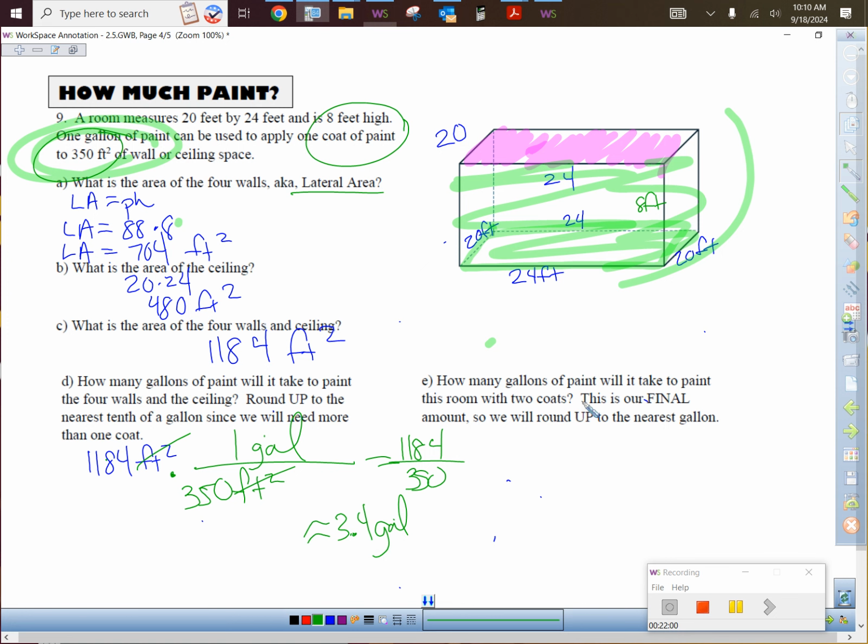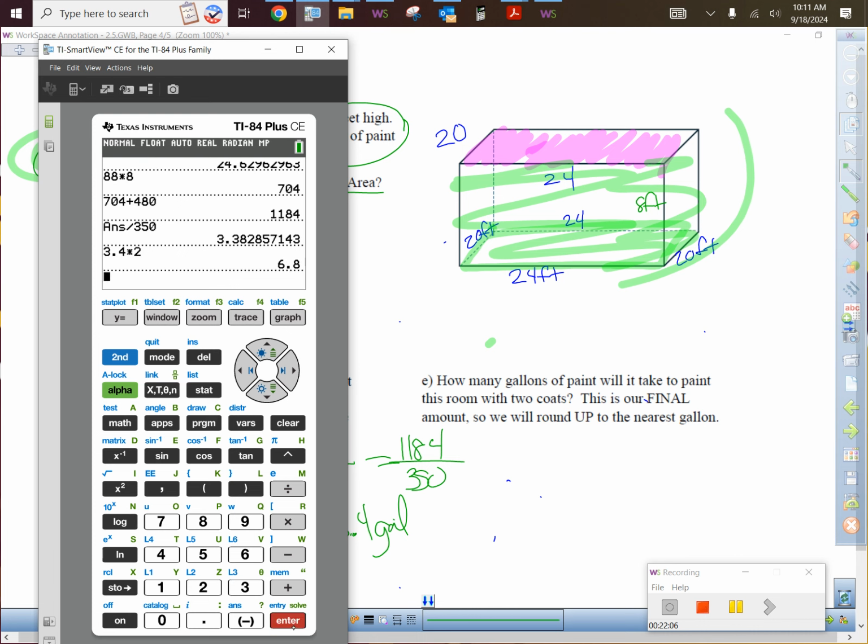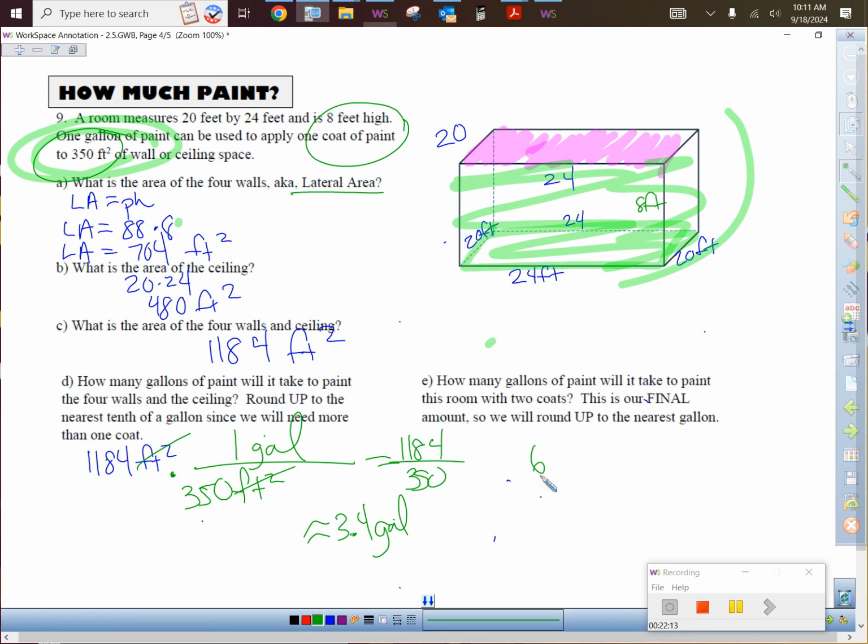You need to now do 2 coats, take 3.4, the rounded number, times 2. Right? Because you got to paint the room twice. And I got 6.8 gallons is what's needed. When you go to Walmart or Home Depot or Ace Hardware or wherever to buy this paint, you cannot buy 6.8 gallons of paint. How many gallons of paint will you need? You always have to round it up. Even if that was 6.1 gallons of paint, you got to buy a 7th gallon of paint to make it work, right? So always rounding those up.